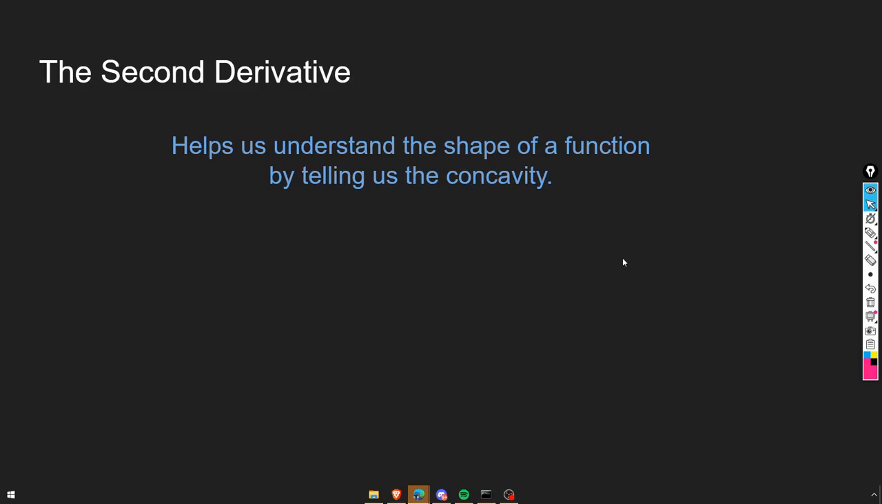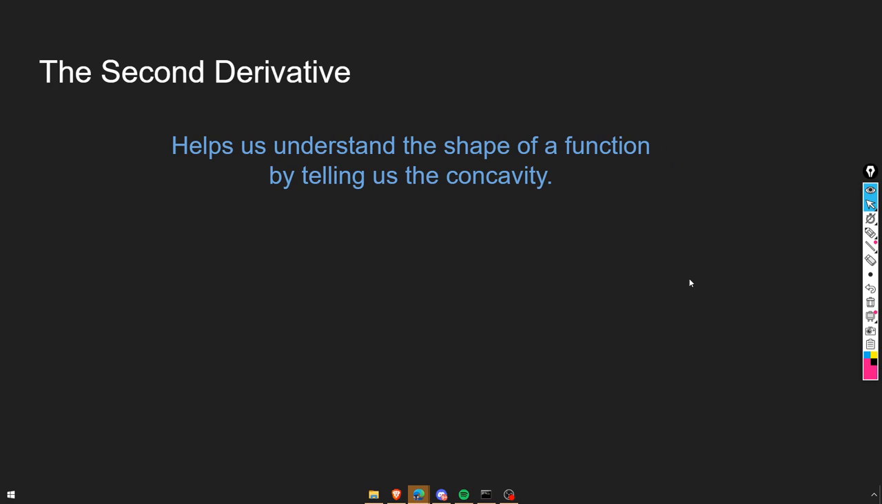So, now that we've talked about the first derivative, let's see what the second derivative test can actually tell us. What is the point of using the second derivative test? Well, it actually helps us understand the shape of a function by helping us determine whether a function is concave up or concave down at a certain point in the function.